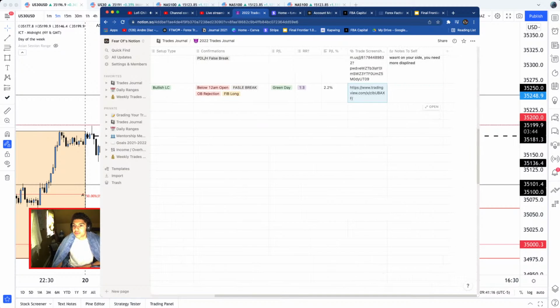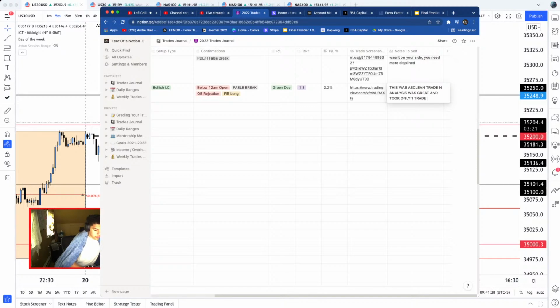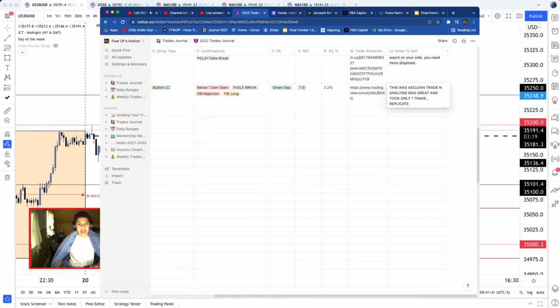and then I will put notes. So what would I say? This was a clean trade. Analysis was free and took only one trade. Replicate. And when I say replicate, these are situations where I'm telling myself that I want to be able to replicate trades like this. So that's really it for the journal part.